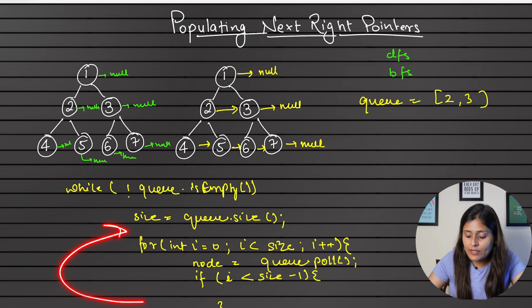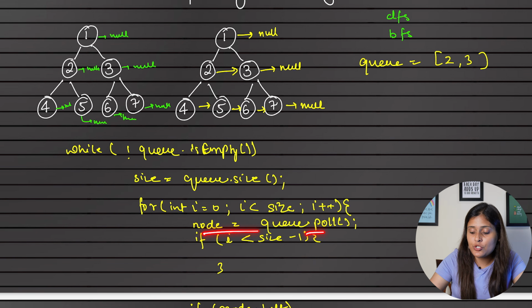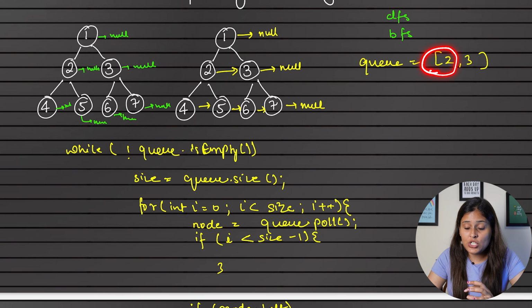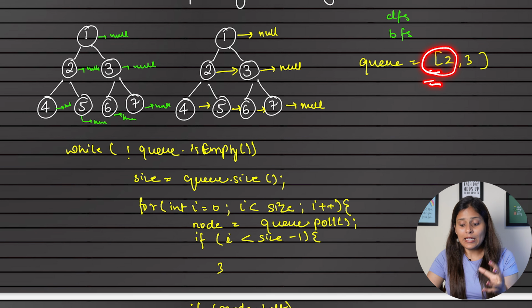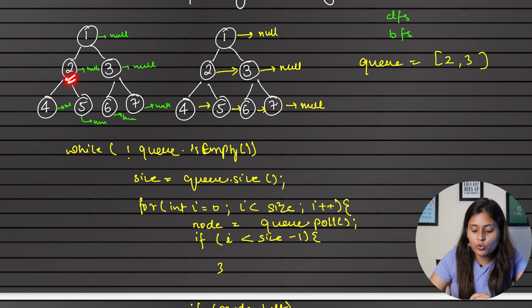Next time again the size will get calculated because the queue is not empty. Now this for loop will run 2 times because the second level contains 2 elements, correct? So first we will pop the element which is 2. Now for 2, we'll check if I, which is the index of 2, is less than size minus 1. What is size? 2 minus 1, 1. I is 0. Is 0 less than 1? Yes. So this is an index less than the last node, which means on the same level there are further elements present. So our task is to connect this node to the next.